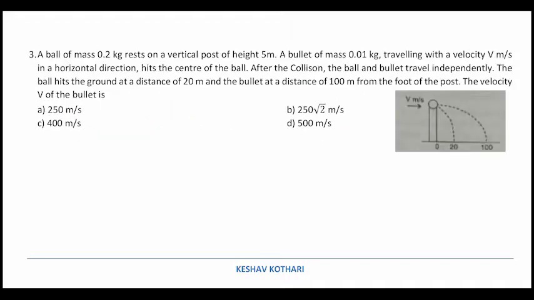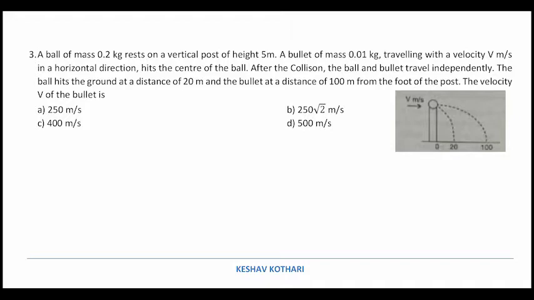A ball of mass 0.2 kg rests on a vertical post of height 5 meter. A bullet of mass 0.01 kg traveling with a velocity v meter per second in a horizontal direction hits the center of the ball. After the collision, the ball and the bullet travel independently. The ball hits the ground at a distance of 20 meter and the bullet at a distance of 100 meter from the foot of the post. The velocity of the bullet is.